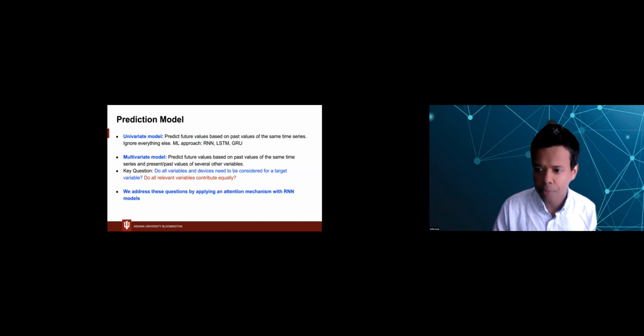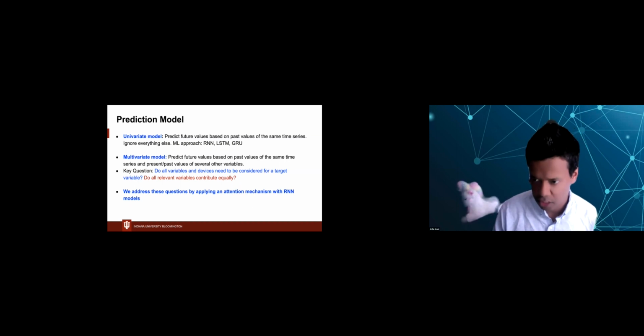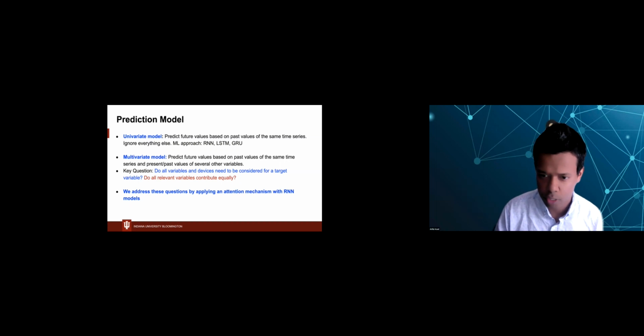So there are many ways to predict those types of systems. One simple approach is univariate modeling, where we want to predict future values based on past values of the same time series. This is univariate. We have just one time series. Based on the past data, we can predict the future. That is the simplest approach, and we can simply use traditional recurrent neural networks, LSTM, GRU, those types of things. In the multivariate case, this is simply extended to predict future values of a given time series based on past and current values of several other time series.